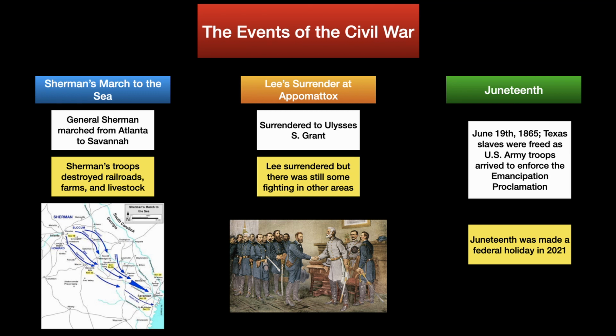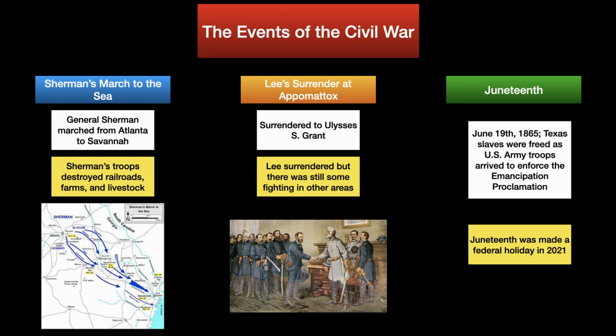Next, we have Lee's surrender at Appomattox Courthouse. So Robert E. Lee surrenders to Ulysses S. Grant. Lee surrendered, but there still was some fighting going on in other areas, but regardless, this is considered to be the end of the war. A few days after this, unfortunately, Abraham Lincoln is assassinated.